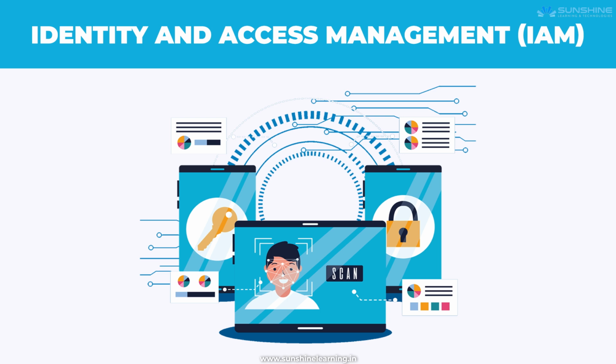IAM primarily deals with four terms. Users are those who are going to log in to the AWS account. Groups are the group of multiple users. Roles are related to the services of AWS. And policies are related to the permissions, the type of permissions that are granted.